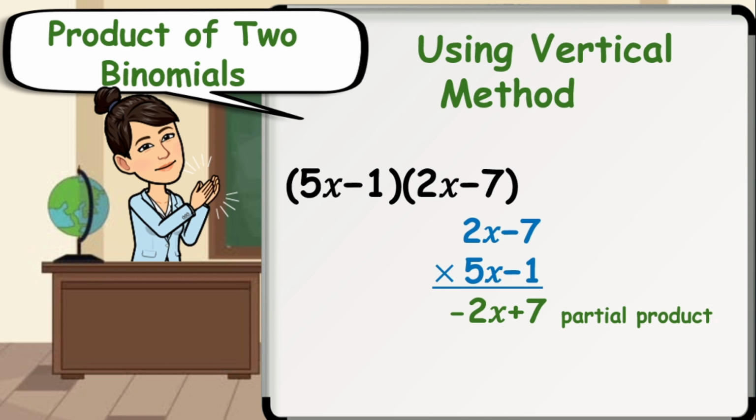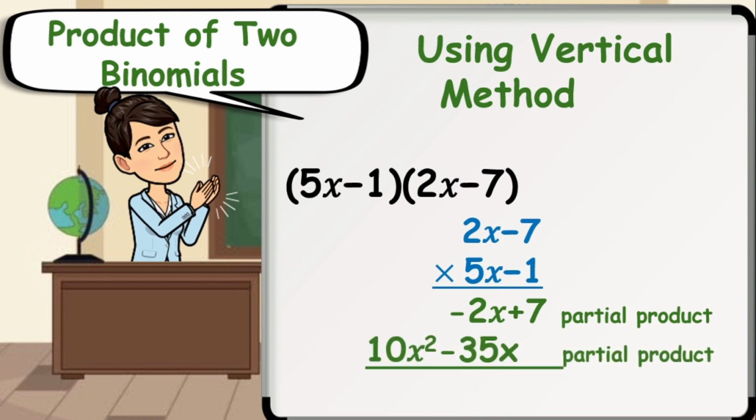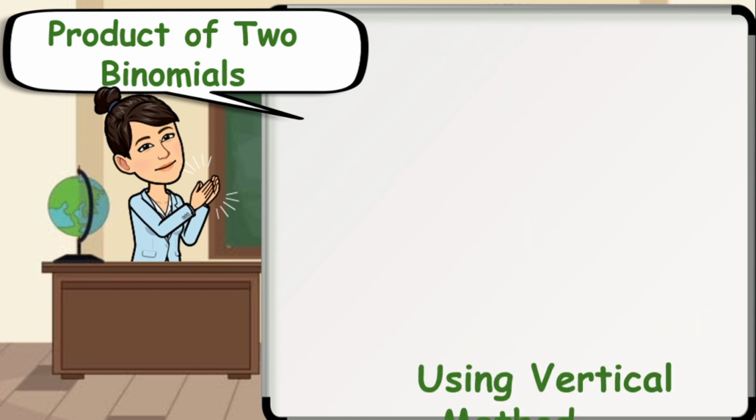And then, we multiply 2x minus 7 by 5x. So that is 10x squared minus 35x as another partial product. And then combining like terms, we have 10x squared minus 37x plus 7 as our product. Let's have another illustrative example.